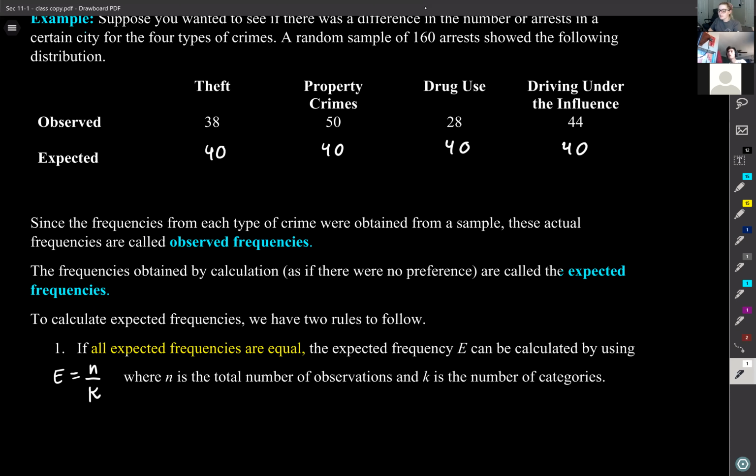So I just calculated the expected frequency. This is what I thought they were going to be, but when I actually had a sample, the top row is the observed frequency, and that's what I actually observed or recorded. Okay. Any questions just on that concept before I keep going?